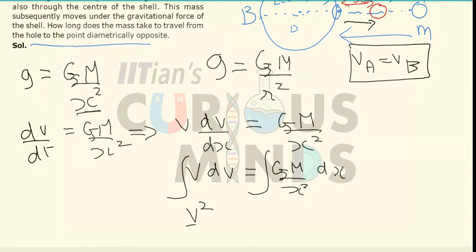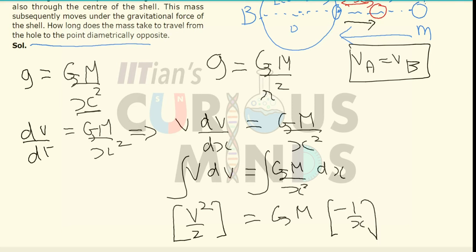it will be equal to v square divided by 2. We will see the limits later. GM will be constant, and the integral of 1 by x square will be equal to minus 1 by x. We will see the limits later. Now this is how we will get the velocity of the body as it reaches the surface.